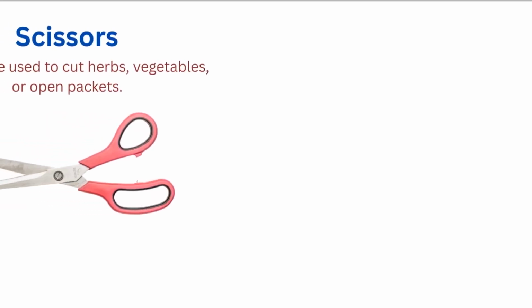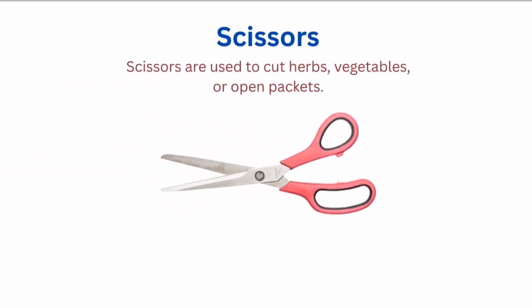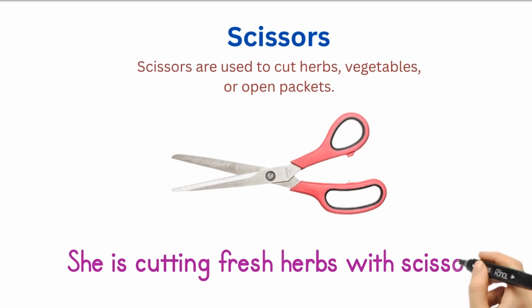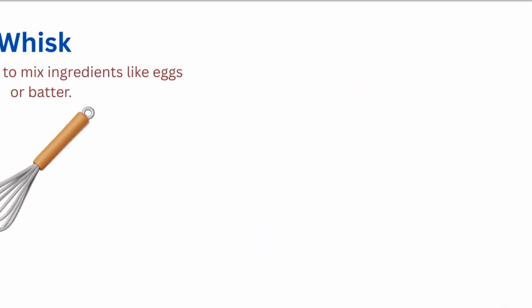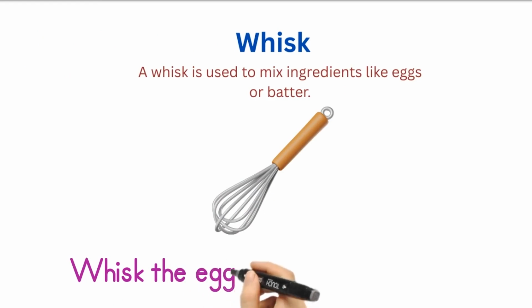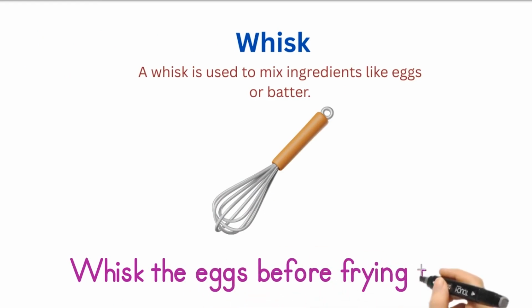Scissors. Scissors are used to cut herbs, vegetables, or open packets. Example, she is cutting fresh herbs with scissors. Whisk. A whisk is used to mix ingredients like eggs or batter. Example, whisk the eggs before frying them.